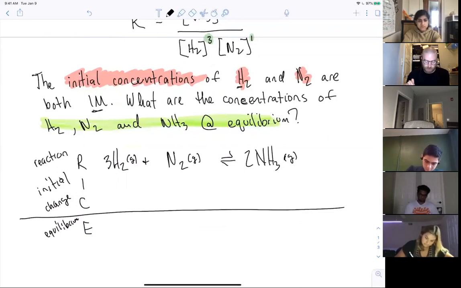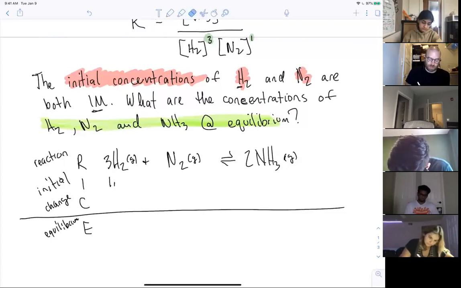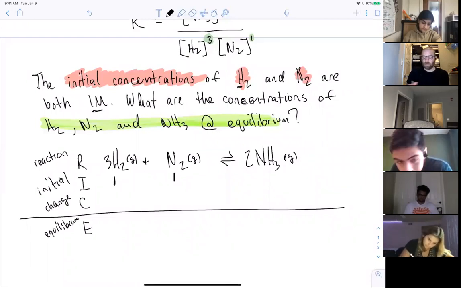Let's see. So what are our initial concentrations? That's what we're plugging in here. So you can kind of think about it like I'm taking hydrogen and nitrogen and I'm putting them into a reaction vessel, and then I'm waiting to see what happens. So when I first put them in, I'm going to leave their units off, but I'm expecting their concentrations to be exactly 1 molar for both hydrogen and nitrogen. How much ammonia do I have there initially? Just 0 molar.